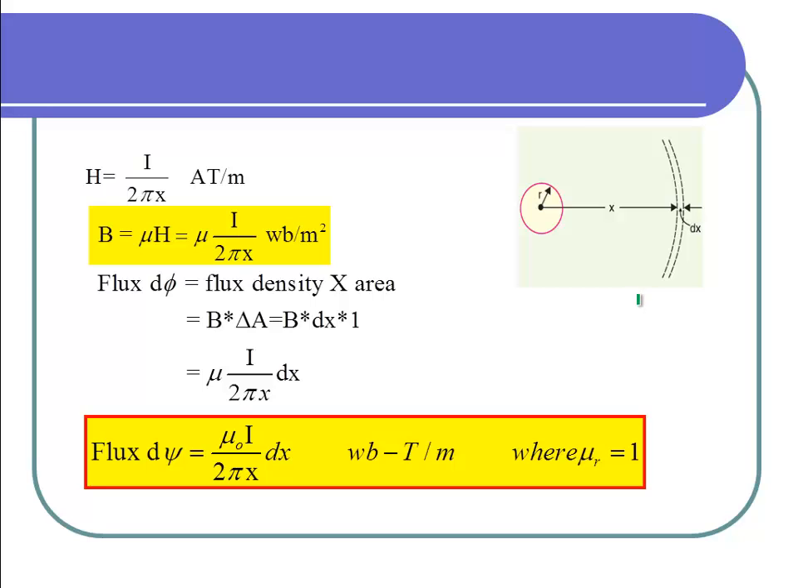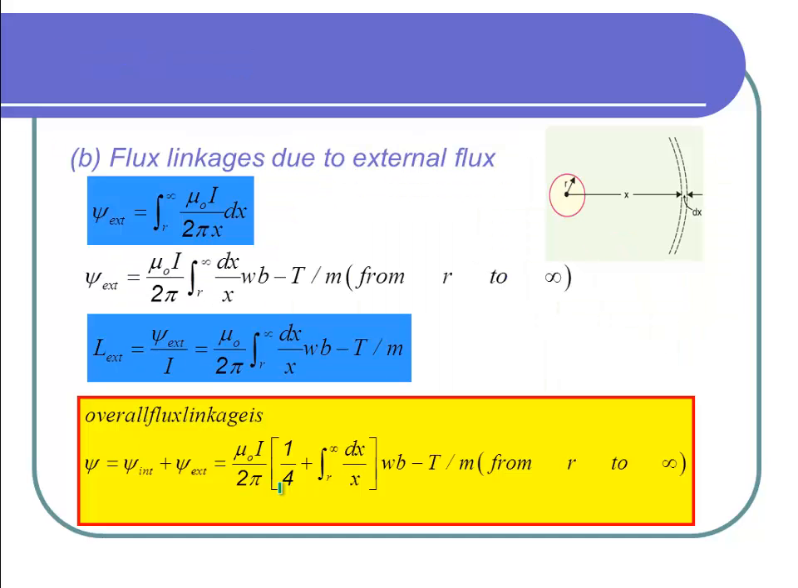Now we have to integrate this value with the limits of r to infinity in order to get the complete flux linkage on the external side. So now psi external equals the integral from r to infinity of mu naught I by 2 pi x dx, as we derived there.